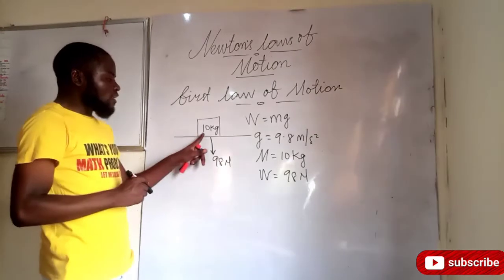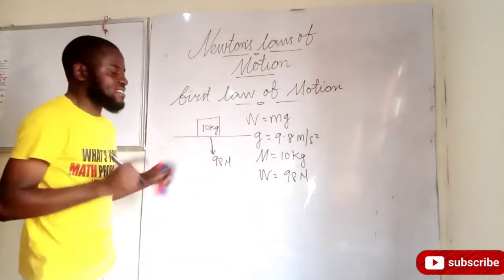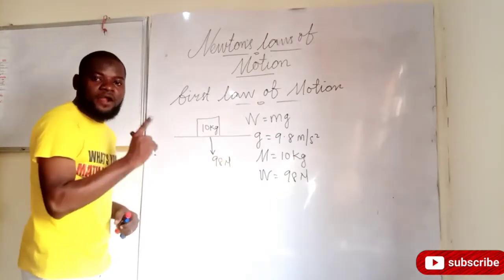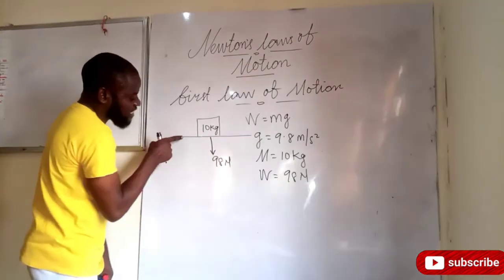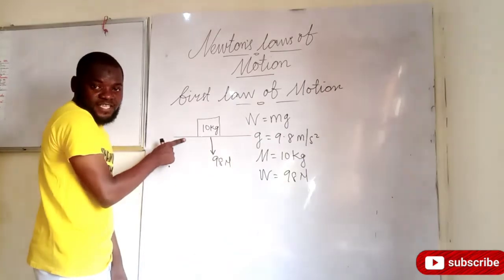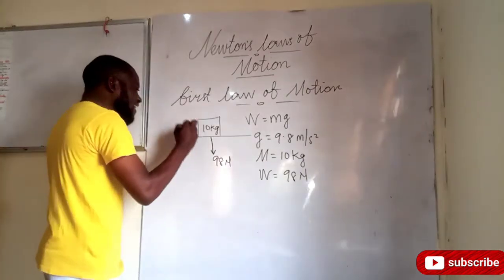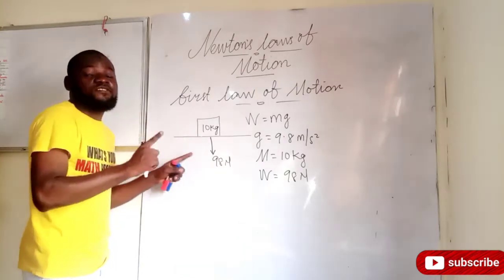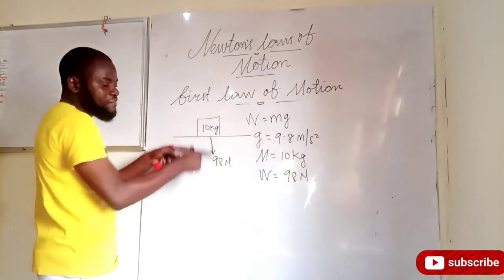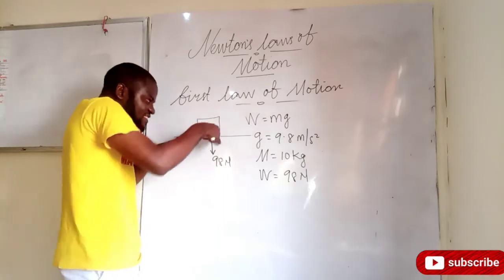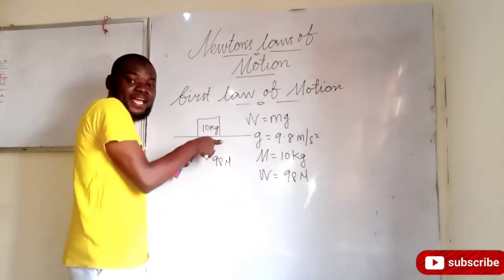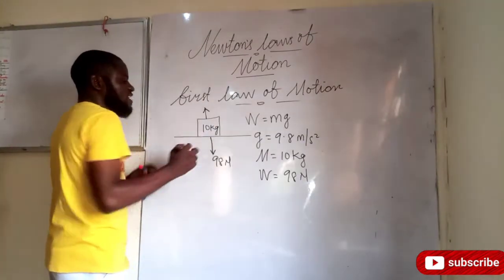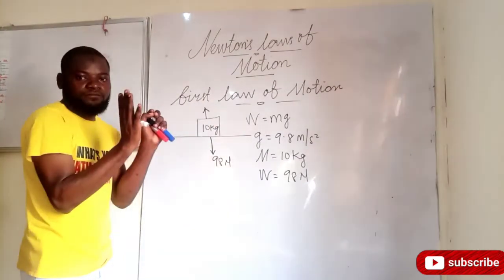Now, for this body to be at rest, there is a force called normal reaction between this object and this particular surface. And that force is acting in the opposite direction to the weight of the body, according to the third law of motion. For every action, the action is that you place this object on this platform. And the reaction is that the normal force is going to push it upward.